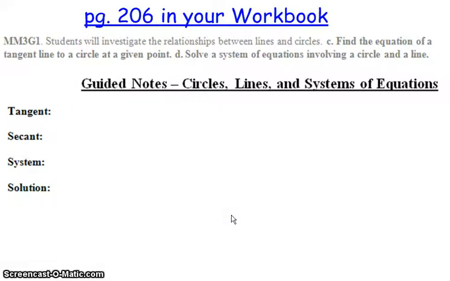Alright, for this video we are talking mostly about circles, lines, and systems of equations, which means we're going to be starting with tangent lines, secant lines, systems of equations, and solutions, which as you can tell we're going to be going through and filling in some definitions first.